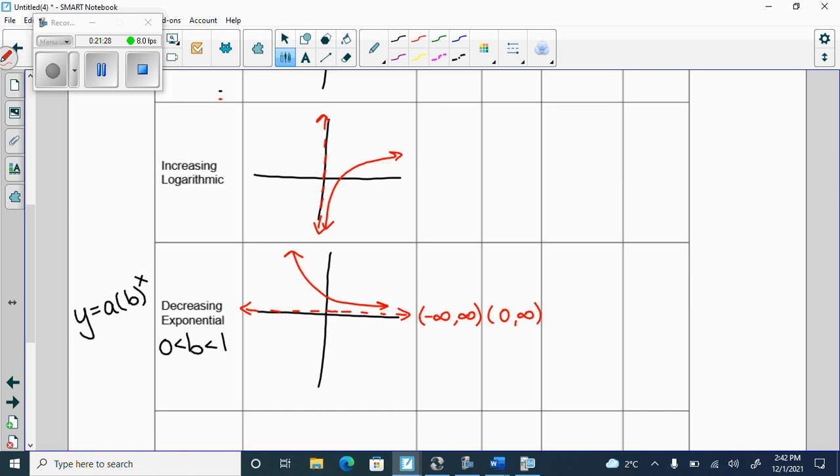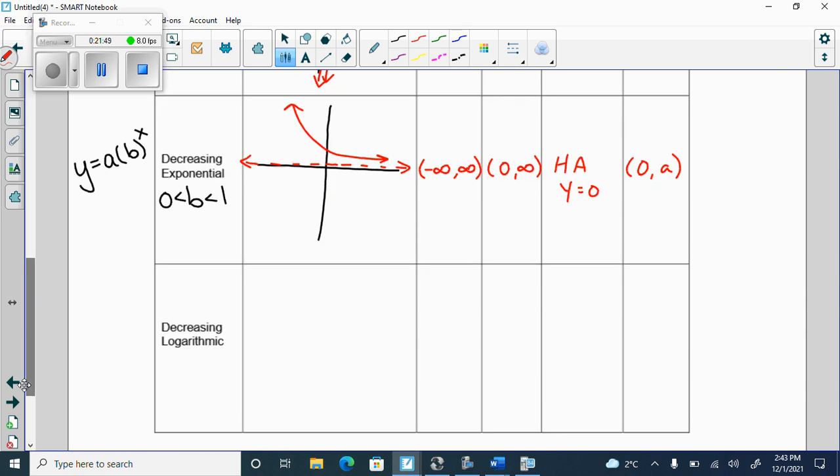x-axis, it would cause it to be less than your asymptote. Correct? If there was a negative with the a, which we're not dealing with right now. We're just doing a, b to the x, all positive. I would have a horizontal asymptote at y equals 0. And once again, (0, a) would be my y-intercept.